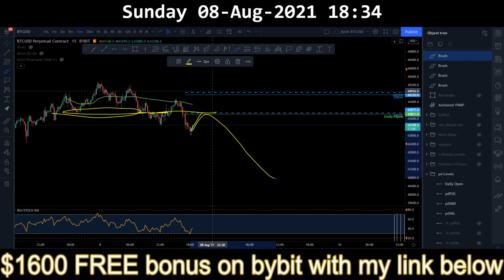And then again, we could be looking for a swing failure of these highs. Somewhere around $45,000 could be an area that we're looking for to the upside. Okay, so I think that's it. I think we're done here. I think I've kind of given an idea for what I think is going to happen for the rest of the day.